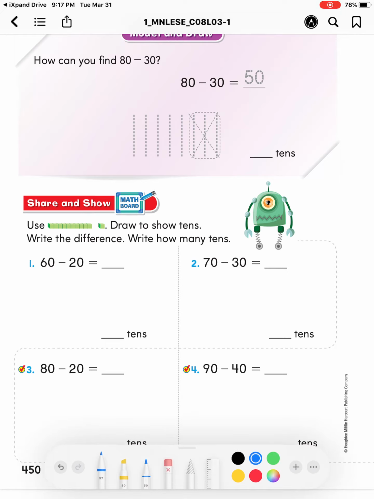Okay, so let's read together. Model and draw. How can you find 80 minus 30? As you can see here, 80 minus 30 is drawn in this picture. How did they draw it? They start with the whole, the bigger number.